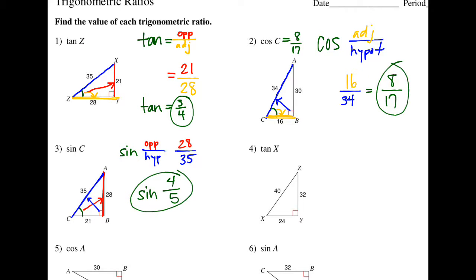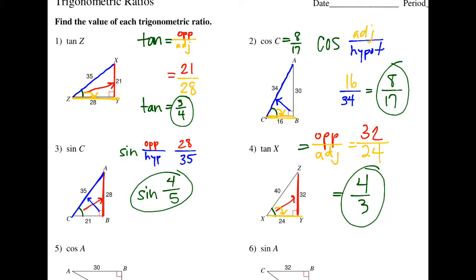All right, so here's the tangent of angle X. Angle X is down here. The tangent is the opposite over the adjacent, that's touching without being the hypotenuse. So 24 is in the denominator, and the red side is 32 in length. 32/24 can definitely be simplified, and that should give me 4/3. So the tangent of angle X is 4/3.